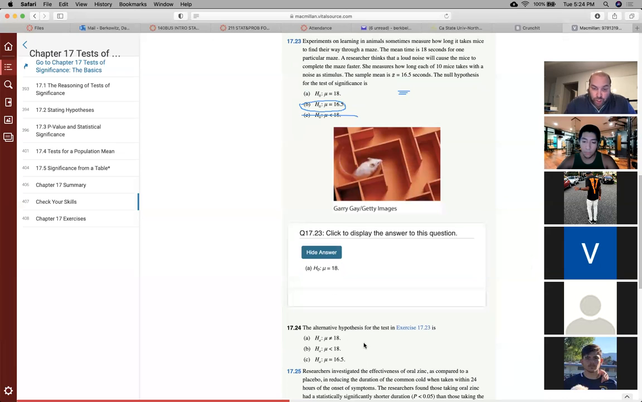Now, what is the alternative hypothesis for the same problem? So write out what you think the answer is.